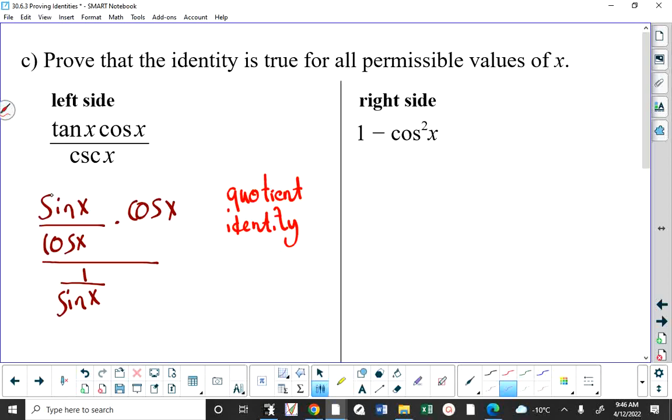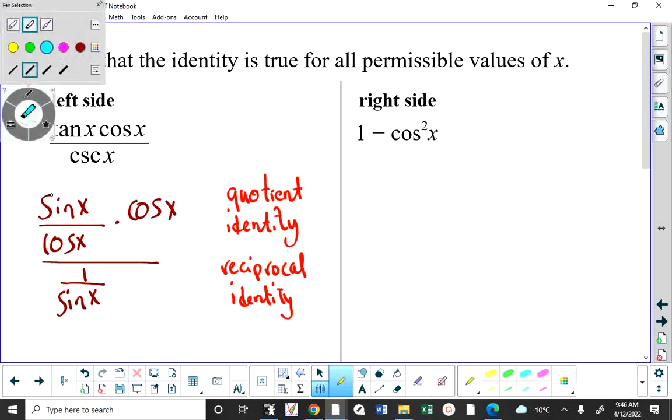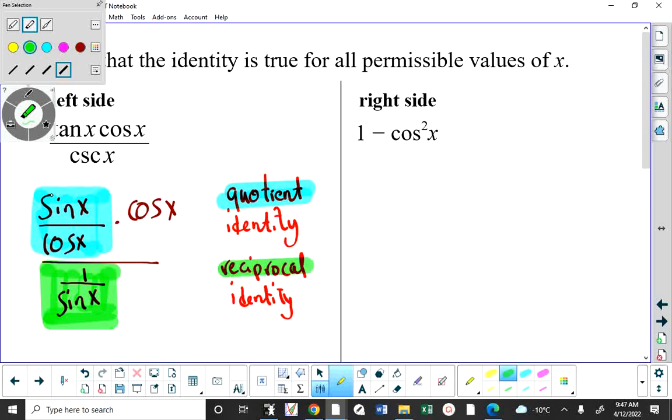And I also used 1 over sine equals cosecant. So I used a reciprocal identity. And I do need to name them both. So this is written because there's a quotient identity. This is written because there's a reciprocal identity. Any questions with that first step?